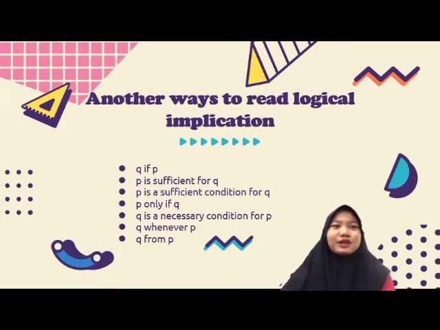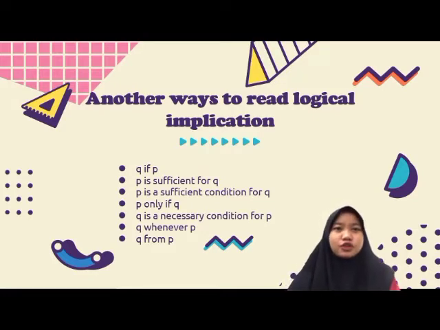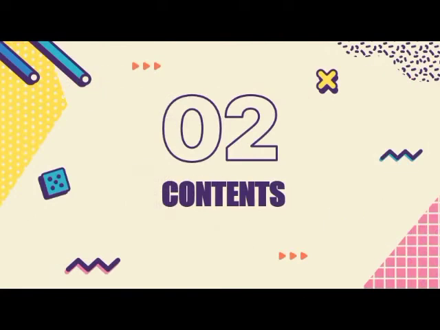Next, another way to read logical implication. We know the statement is written as "if P then Q". Other ways are: one, Q if P. Second, P is sufficient for Q, also meaning P is a sufficient condition for Q. Next is P only if Q, Q is a necessary condition for P. Q whenever P. And last, Q follows from P.